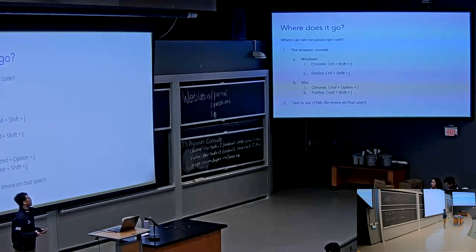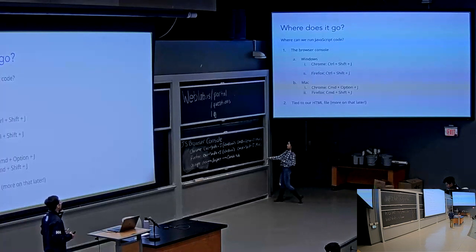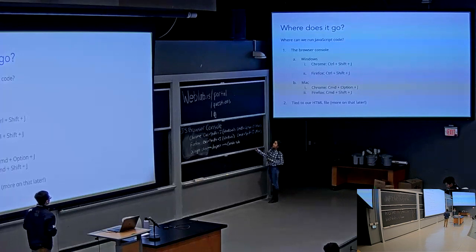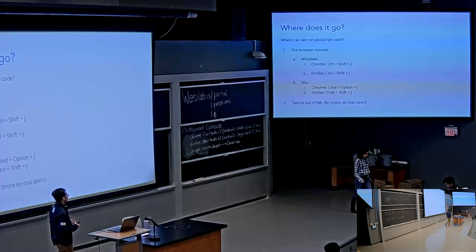So where does JavaScript go? And where can we run JavaScript code? So one way we can run it is actually in the browser console. On Windows, we can open up our browser console in Chrome and Firefox with Control-Shift-J. It's also on the whiteboard. And on Mac, it's Command-Option-J on Chrome and Command-Shift-J in Firefox. And you can also right-click, inspect, and go to the console tab that opens up whenever you do that.